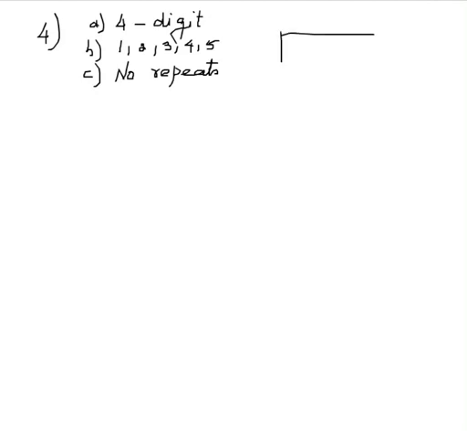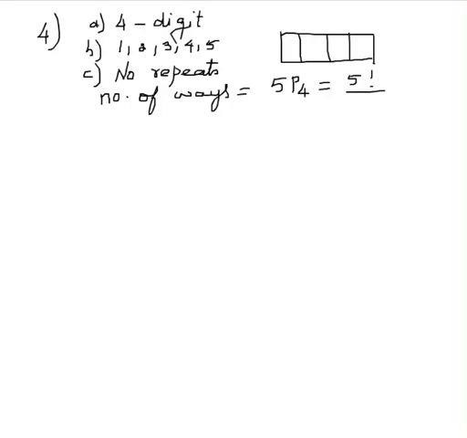We have to form a 4-digit number. 5 digits are given. So out of 5 digits, select any 4 digits and arrange. So NPR formula. The number of ways is equal to 5P4, which is 5 factorial divided by 5 minus 4, 1 factorial. The answer is 5 factorial, which is 120.